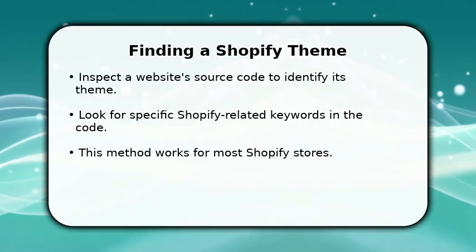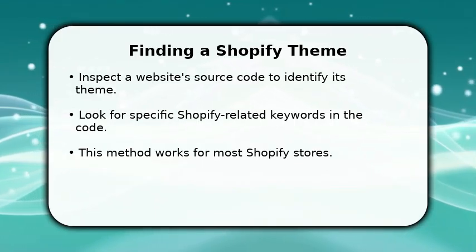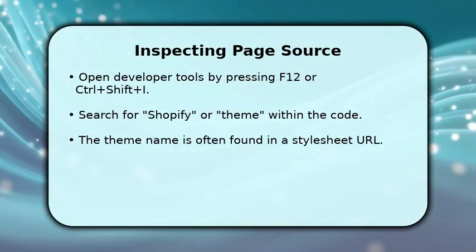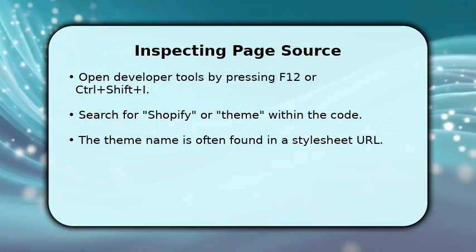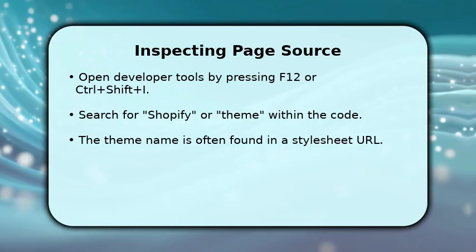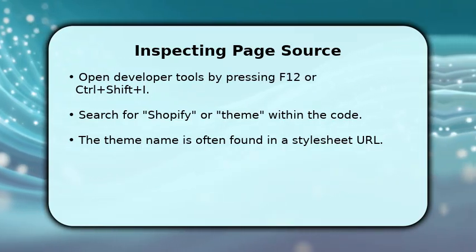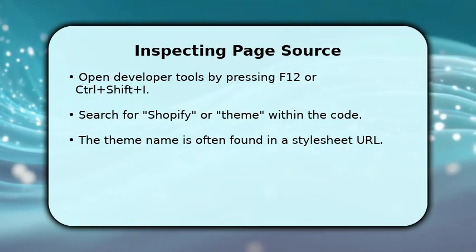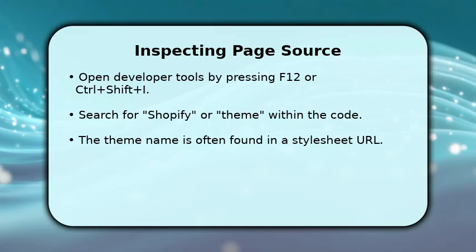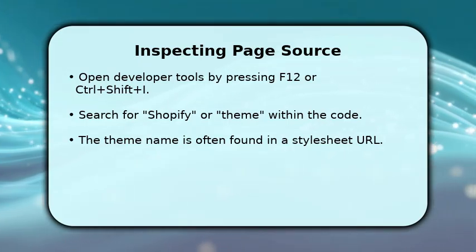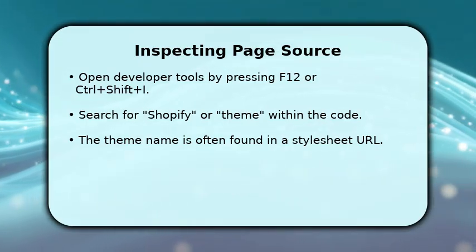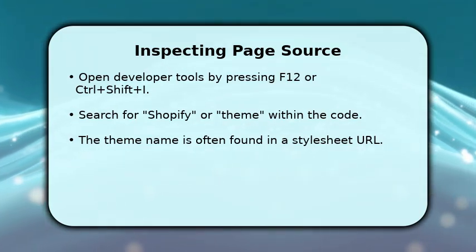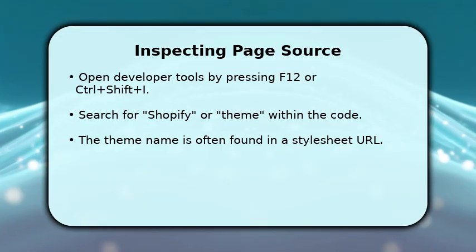We'll then search for specific indicators within this code to pinpoint the theme being used. Once the developer tools are open, you'll see various tabs. We're primarily interested in the Elements or Sources tab, or simply using the search function. Press Ctrl plus F or Command plus F to open the search bar within the developer tools. Type Shopify or theme into the search bar. This will highlight relevant sections of the code, guiding you to the theme's identification.